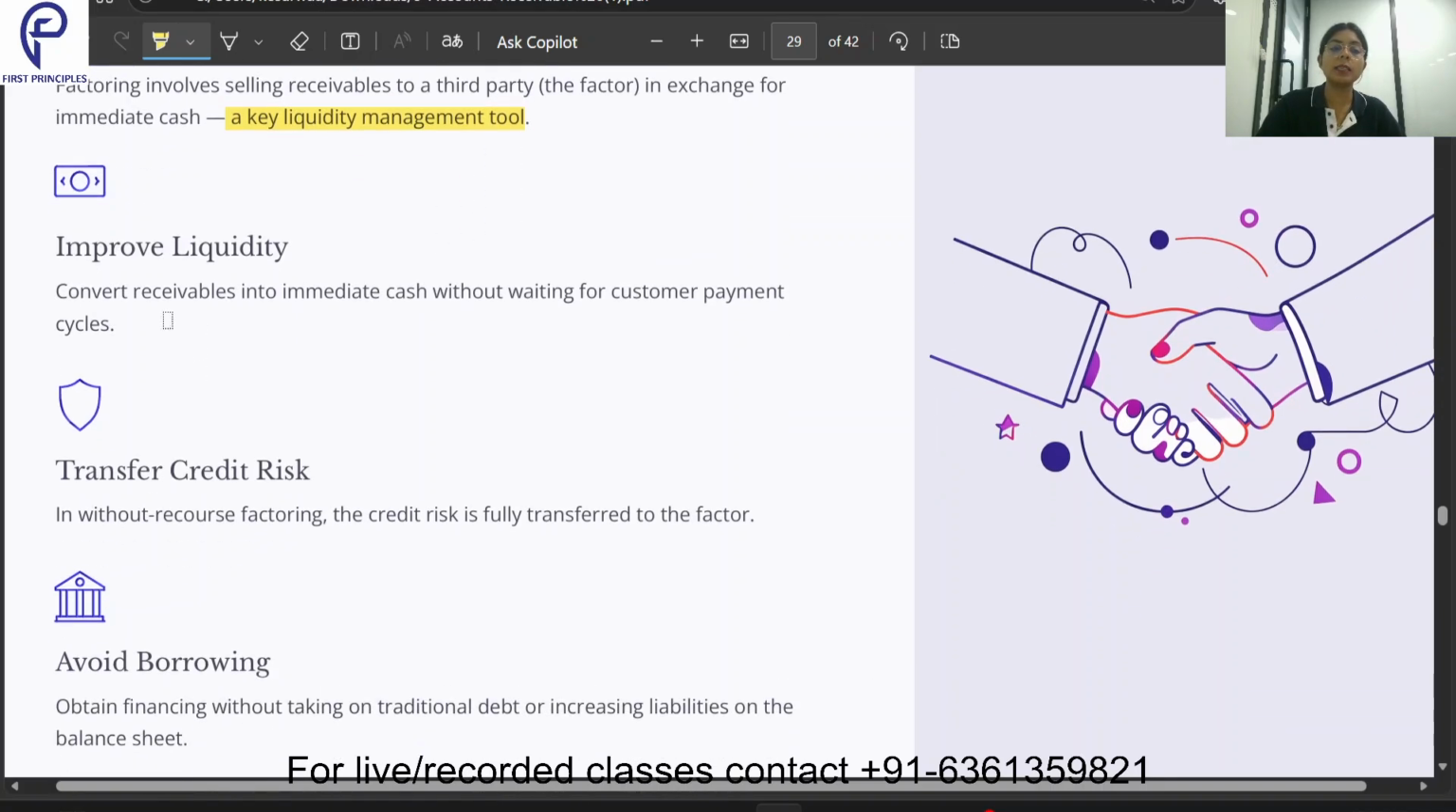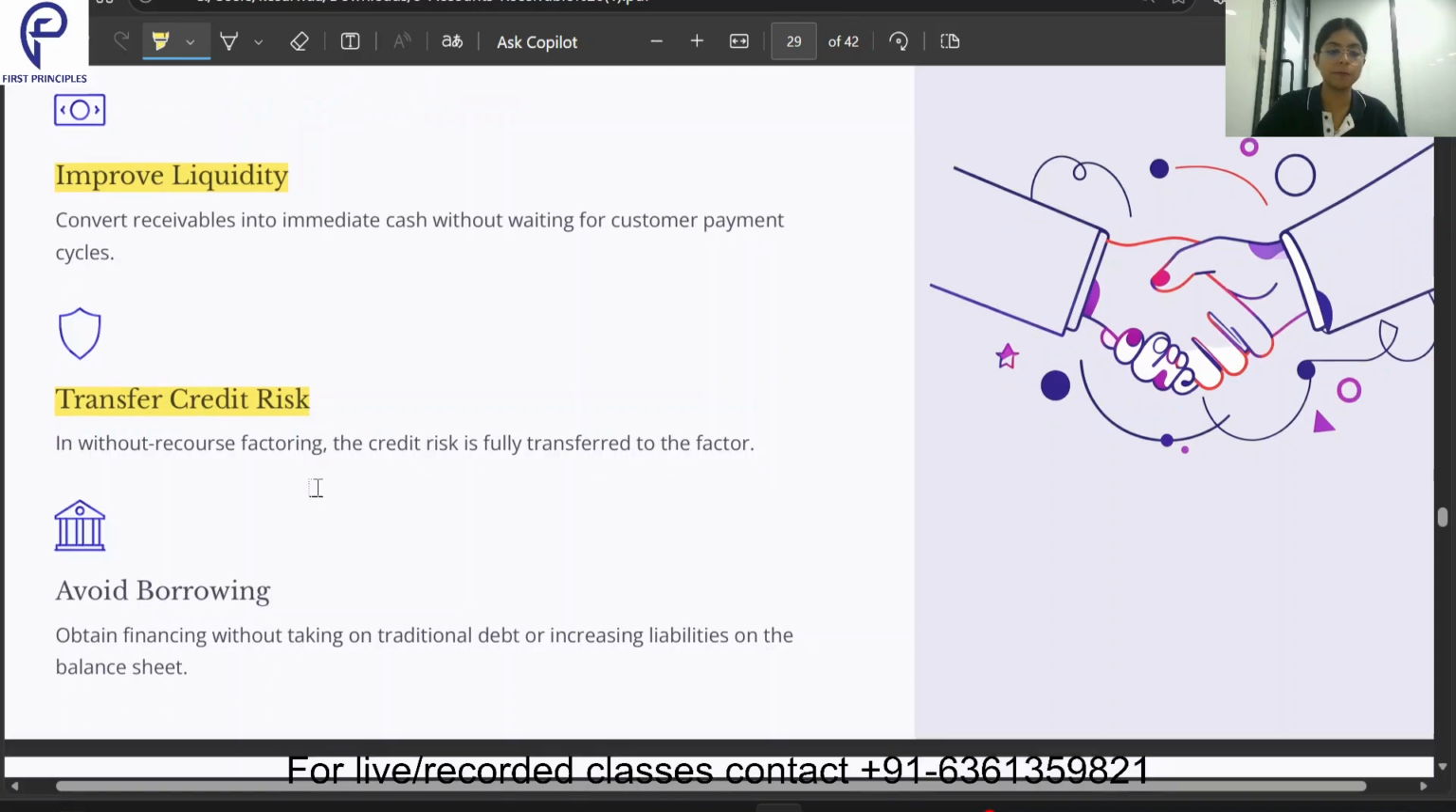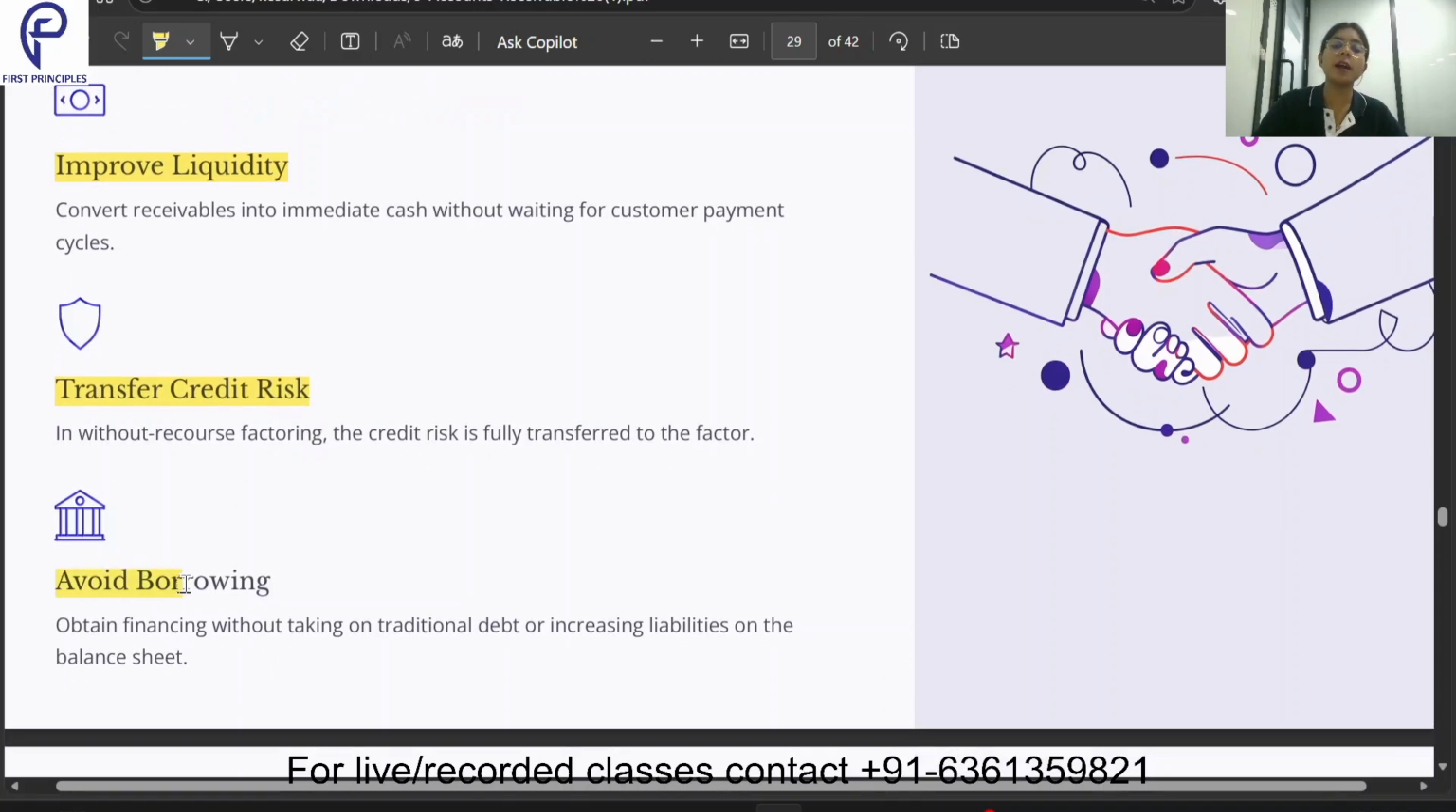Now, one is that it improves the liquidity. That means we can easily get our accounts receivable converted into cash. Then it transfers the credit risk. That means my credit risk gets transferred in some of the cases. What those cases are, we will discuss further. Then because of factoring, we don't have to borrow money, because if we borrow, it becomes a liability, and again we need to pay interest on that.